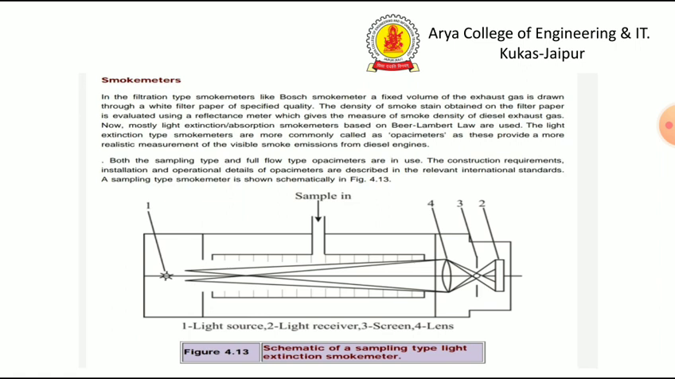In the full flow type smoke meter, the light source and the detector are placed directly across the exhaust gas stream, usually at the end of the exhaust pipe. In this case, the path length of smoke measurement varies with the cross-sectional size of the exhaust gas stream or tailpipe. Hence, conversion charts of the measured value to the absolute smoke density for different exhaust pipe diameters or path lengths are made available for the full flow smoke meters.